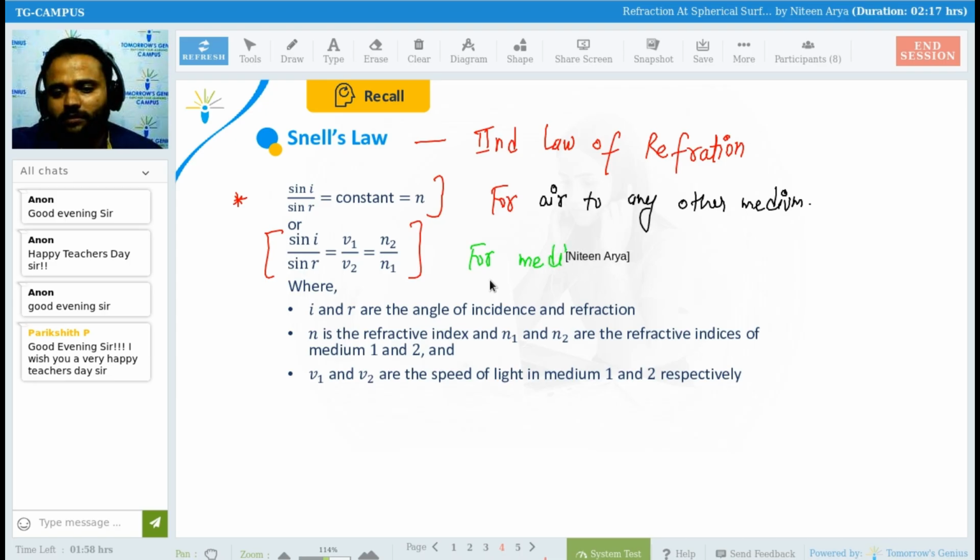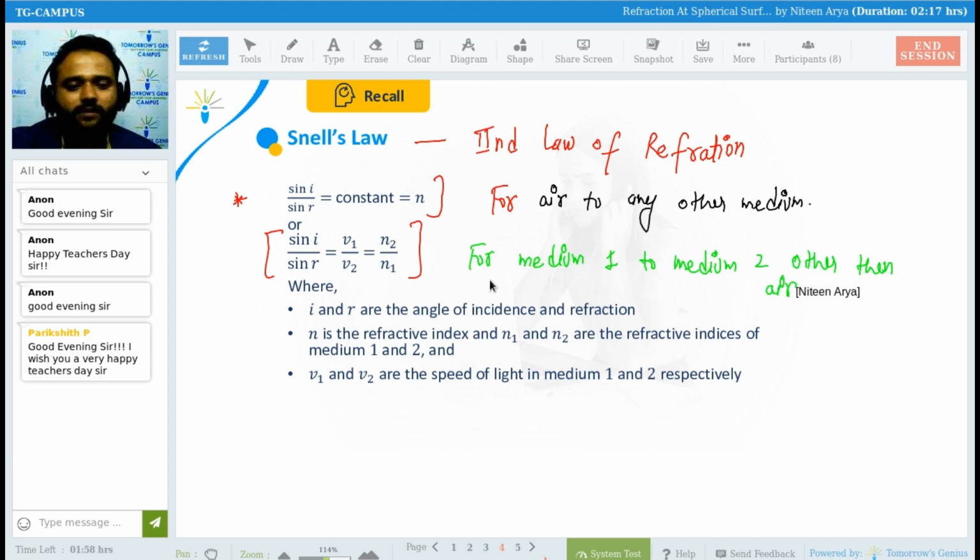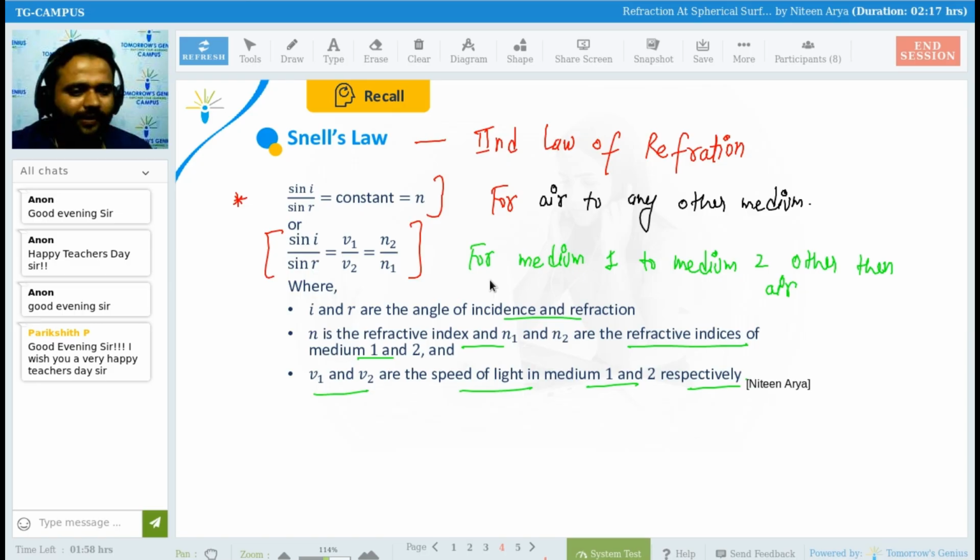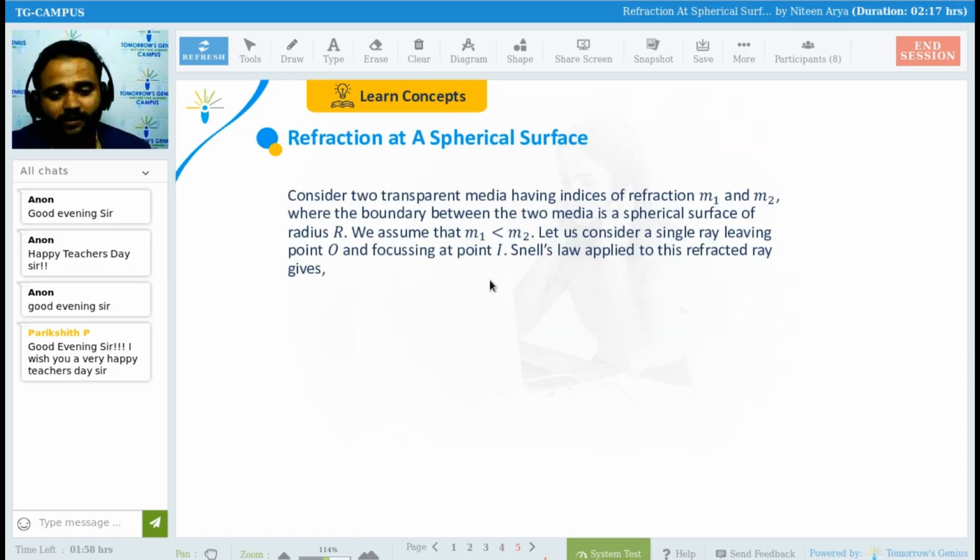Medium 1 to medium 2, other than air. So I and R are the angles of incidence and refraction, n is the refractive index, and n1 and n2 are the refractive indexes of medium 1 and medium 2. v1 and v2 are the speed of light in medium 1 and medium 2 respectively. Clear, everyone? So that is already done.